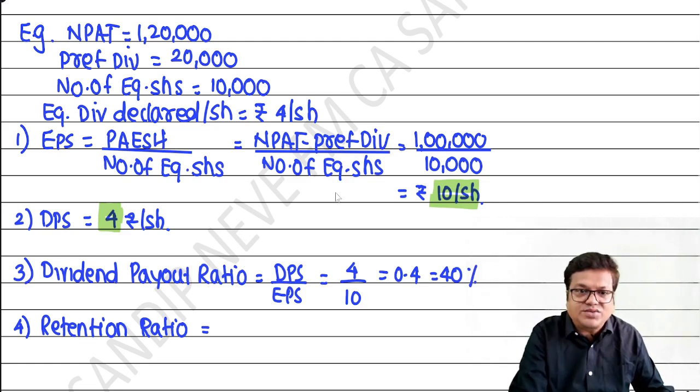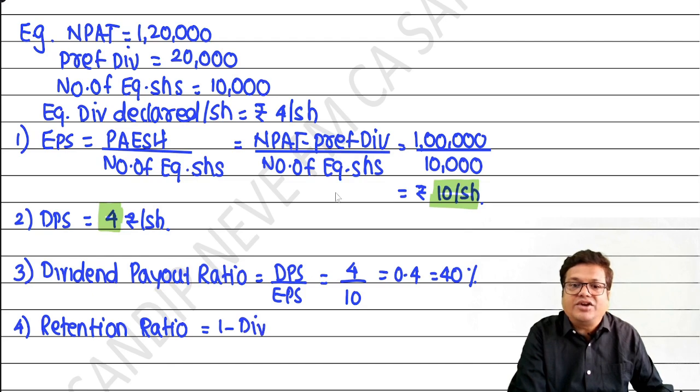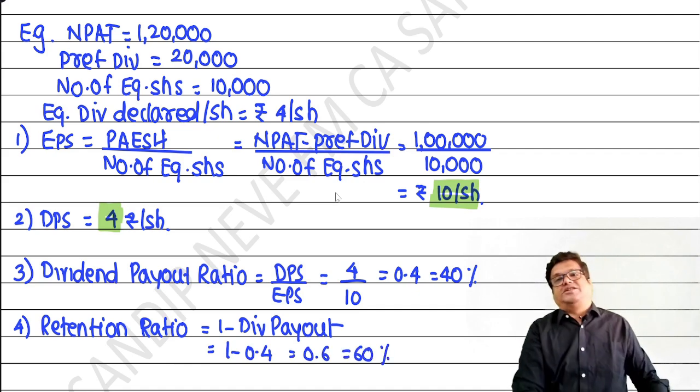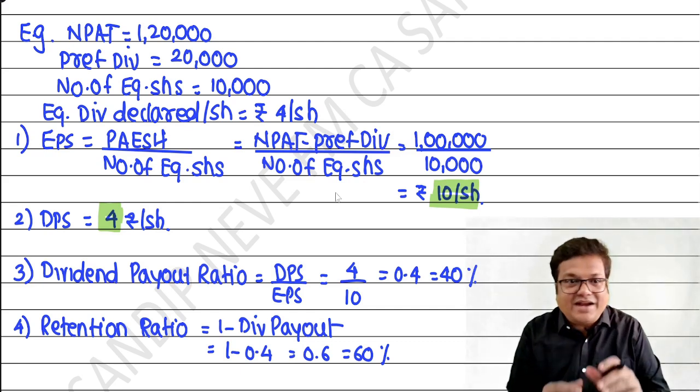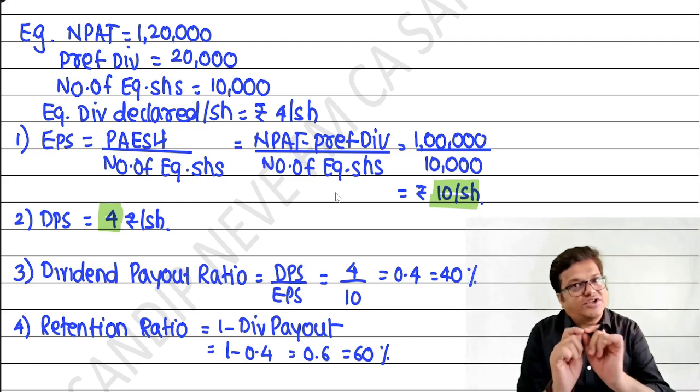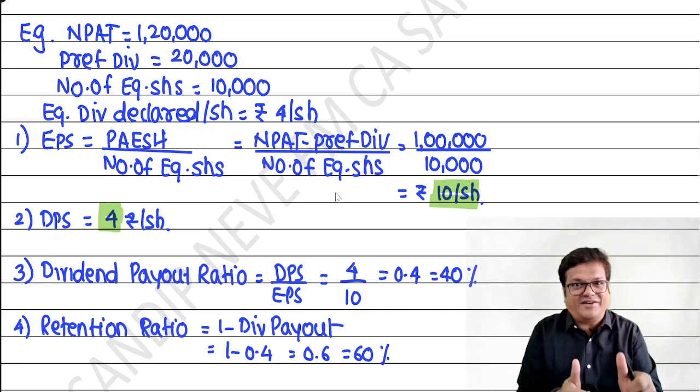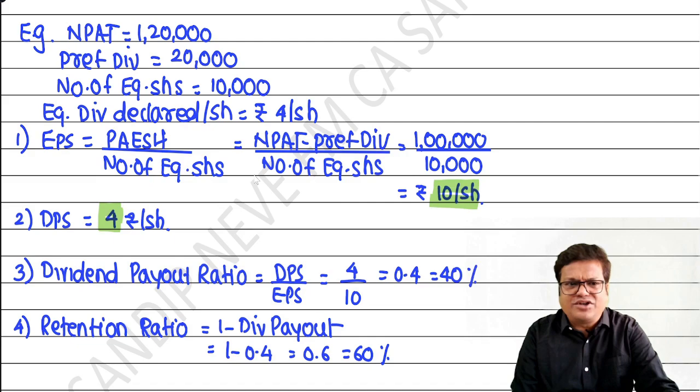How to write that? It has to be 1 minus dividend payout. That is 1 minus 40%. Yes, I understand. 40% will be 0.4. That is 0.6. That is how much? 60%. Understood? Right? I think this example makes it absolutely clear for you all. Correct, friends? So all these 4 ratios are absolutely clear now.